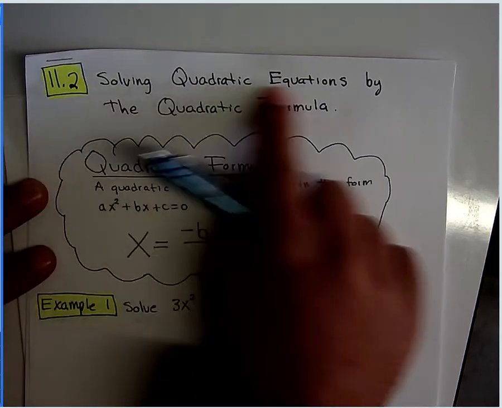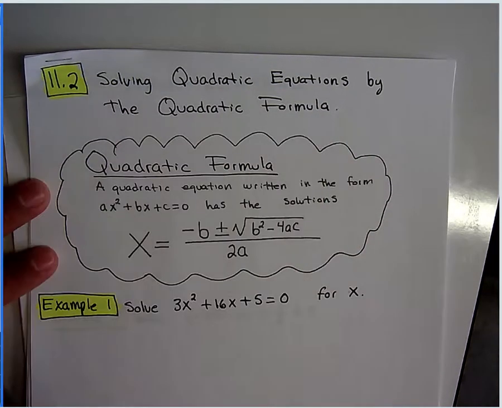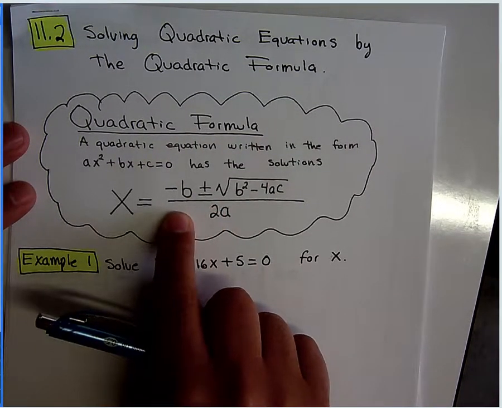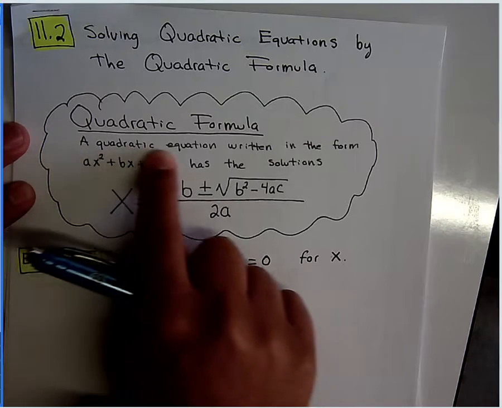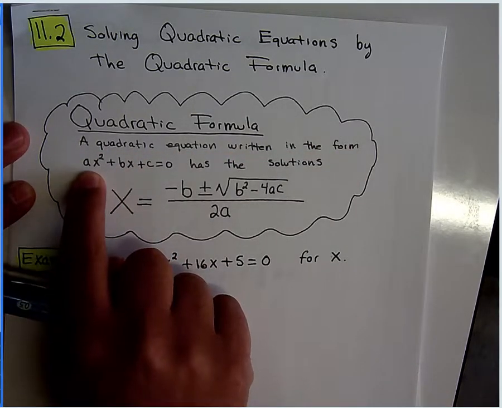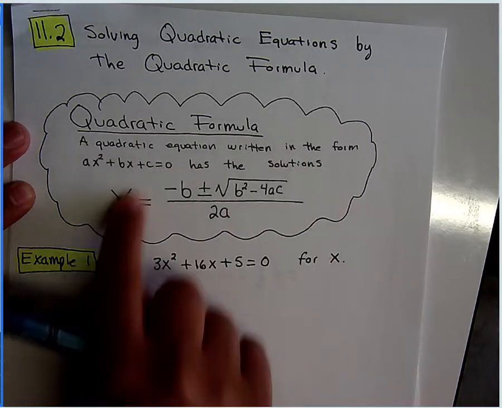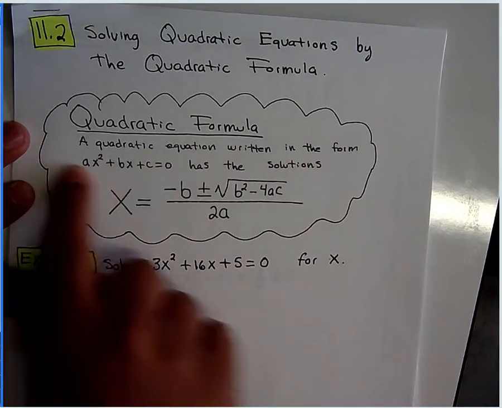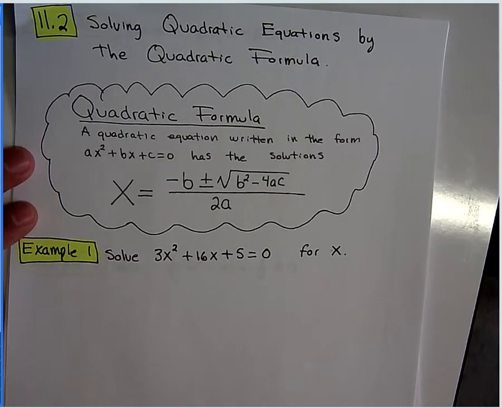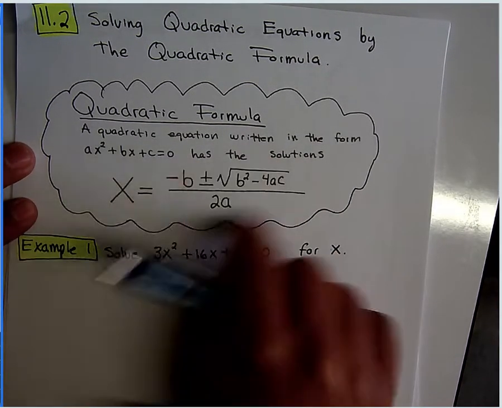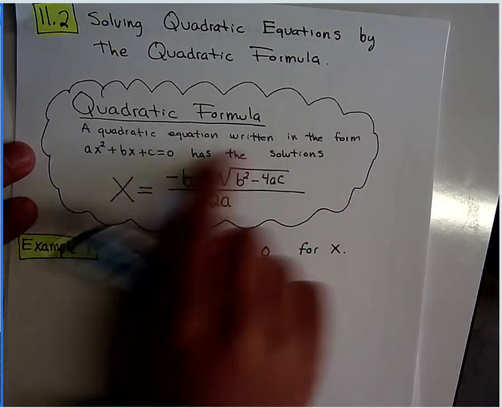11.2 Solving quadratic equations by the quadratic formula. So this is the quadratic formula. A quadratic equation written in the form ax squared plus bx plus c equals 0 has the solutions. So you can also solve any quadratic equation by using this. Usually we use this when it cannot be factored, when we have weird numbers. It's easier.